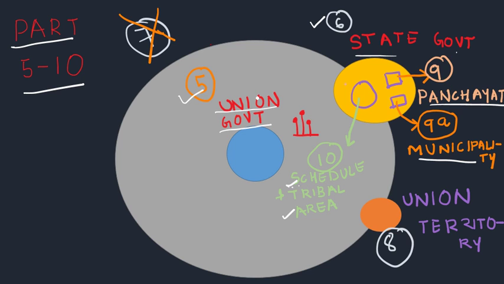So again to summarize, the center one is the union government, which is part 5. At the periphery I've located the state government, which is part 6. After part 6, there's no part 7. Just remember that. And then we go on to part 8 for union territory. Then if you look inside the state, you can find panchayat, which is part 9. Panchayat will be in rural areas, and in urban areas it is municipality. Then some states also have scheduled and tribal areas, which is part 10.